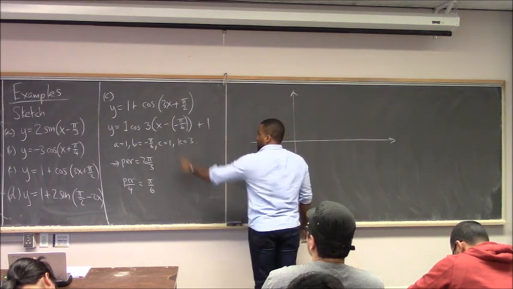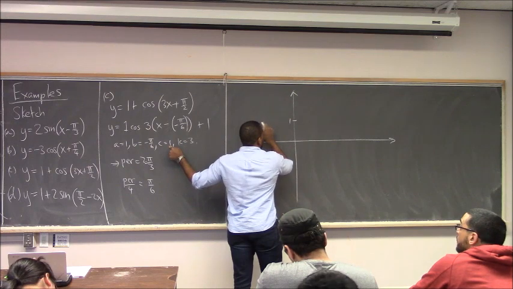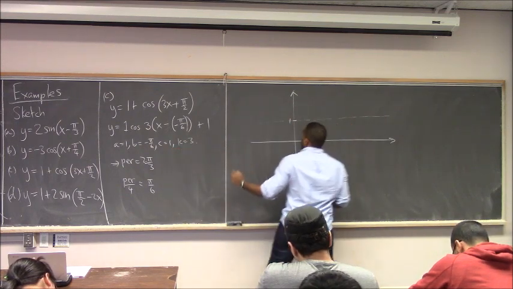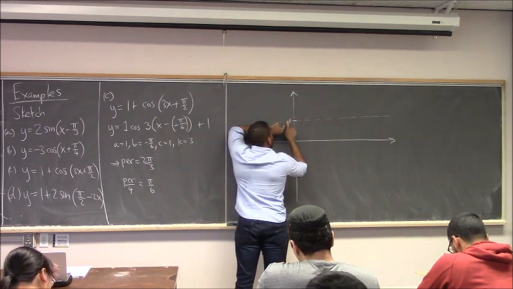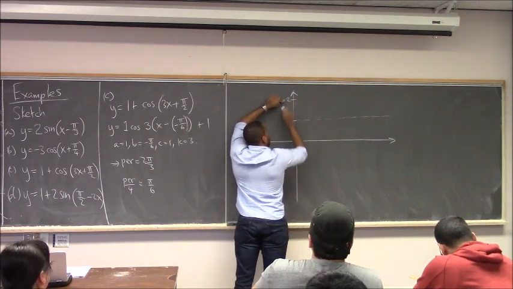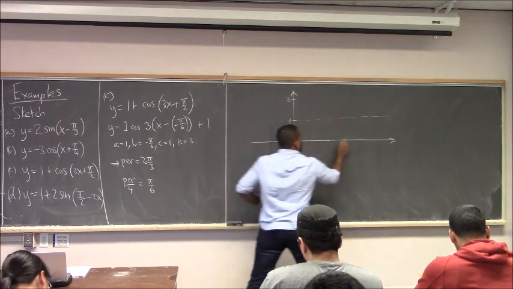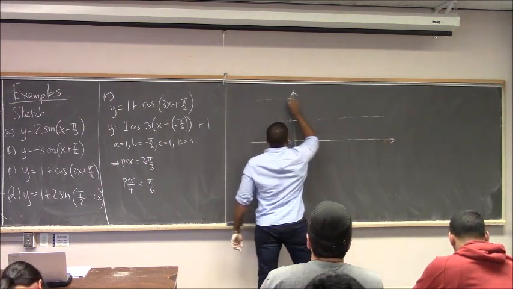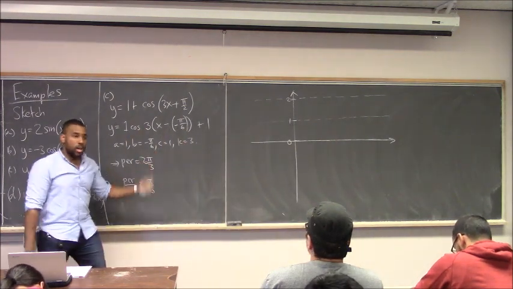So my C is 1 in this case. So the first thing I'm going to put in is that 1. That's my center line. From that point, my amplitude is 1, which means from that point I'm going to move up 1, brings me to 2. I'm also going to move down 1, which brings me to 0. My B is minus pi over 6.